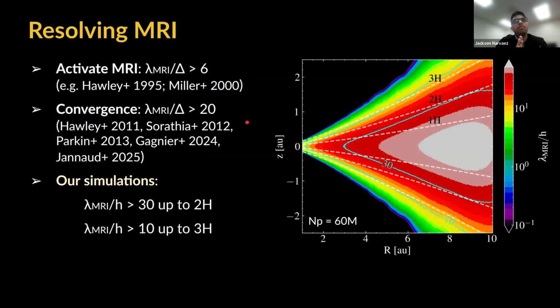And well, how well do we resolve MRI? Based on previous grid code simulations, we know that we need at least 6 cells per MRI wavelength to activate MRI. Now, to talk about convergence, we need more than 20 cells. And to compare this with our simulations, for the case of the 60 million particles, in the midplane regions and in the other regions of the disk, we have a resolution of like 30 smoothing lengths per MRI wavelength. And in the corona of the disk, like from 2 to 3 scale heights, we have more than 10 smoothing lengths per wavelength. So with this, at least we should be able to activate MRI.